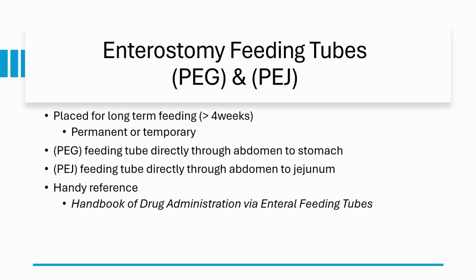Enterostomy feeding tubes are used for patients who require long-term feeding. They can either be permanent or temporary. These are feeding tubes that are placed directly through the abdominal wall, into the stomach, or directly into the jejunum.